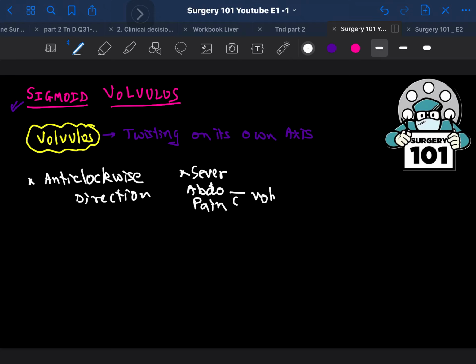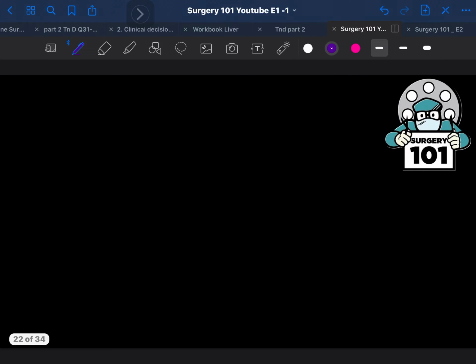With vomiting. Okay, severe abdominal pain with the vomiting. This is how the patient is going to present to you. Right, that's all fine. Now, I will just ask you, what are the predisposing factors?